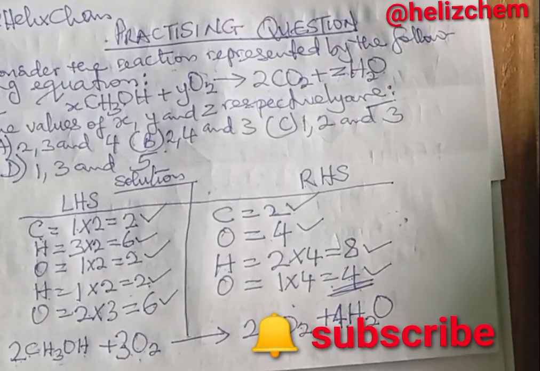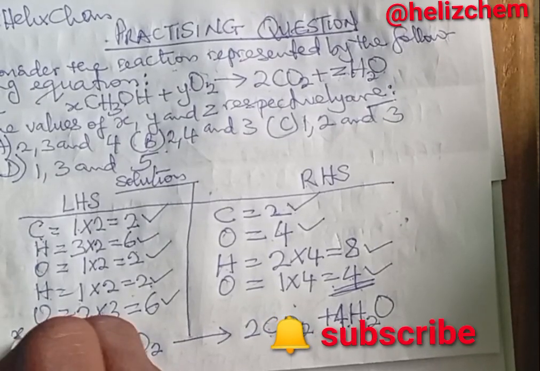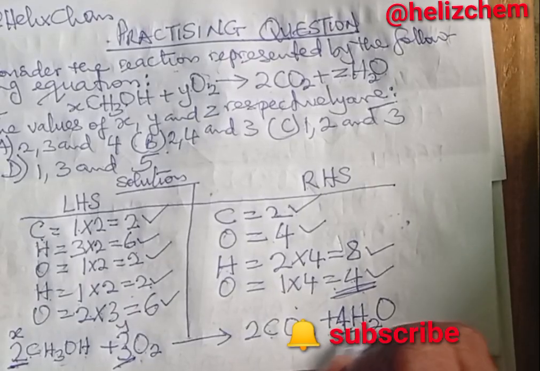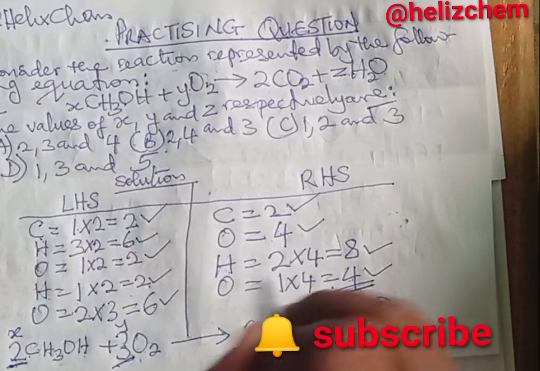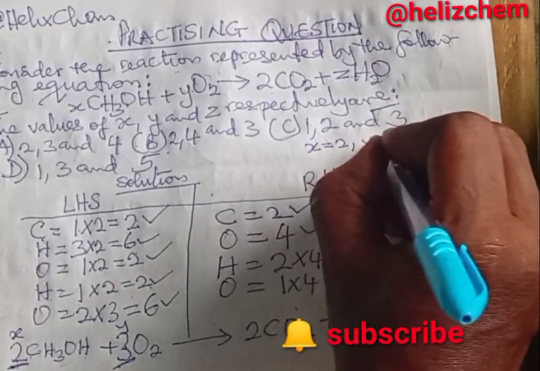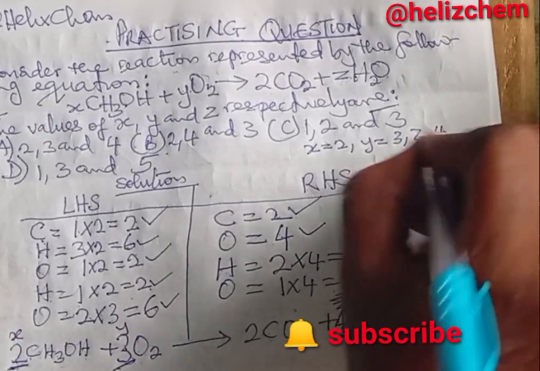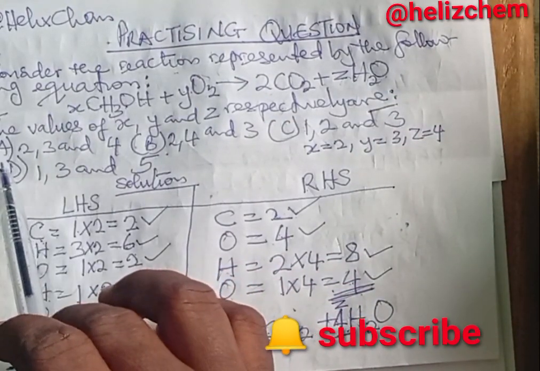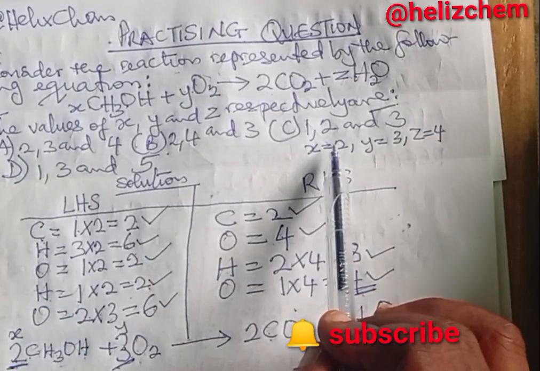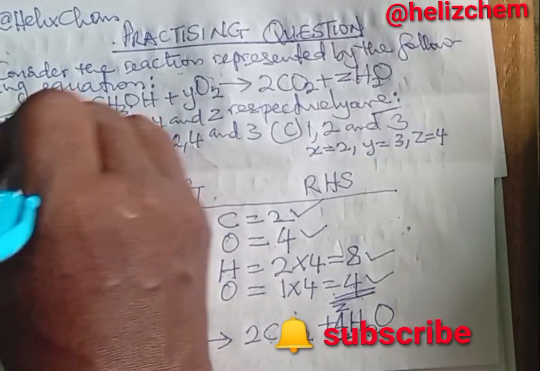Now let us go back to the options. If you look at it now, this is our X, this is our Y, and this is our Z. That shows that our X is 2, our Y is 3, and our Z is 4. Let's go back to the option. Option A says 2, 3, and 4. If you look at it, this is 2, 3, and 4. So the correct answer is A.